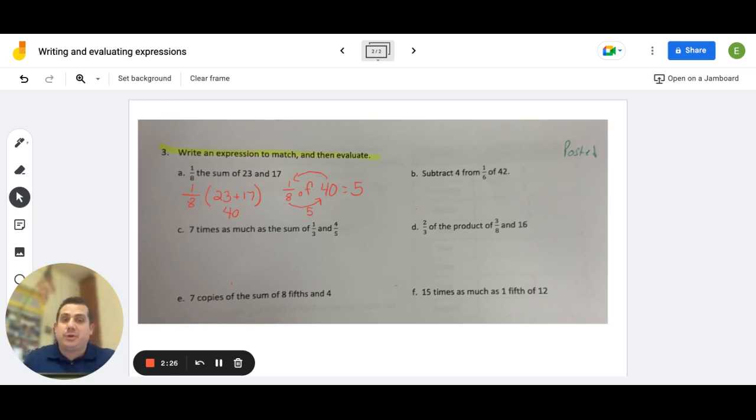Okay. Now let's go to B. B is subtract 4 from 1/6 of 42. Well, here I know I'm going to have to subtract 4 from the 1/6 of 42. So I'm going to do what is 1/6 of 42. That goes in parentheses, and I have to take 4 away from it. And now this is what I'm solving.